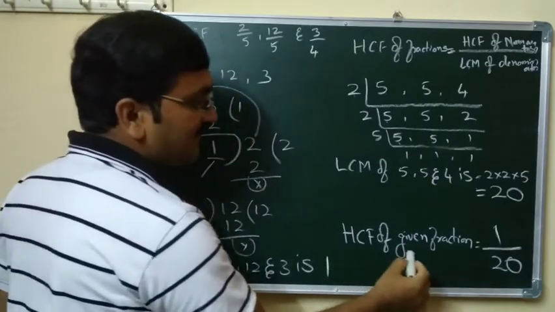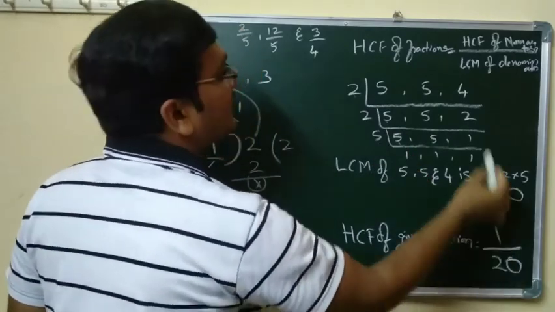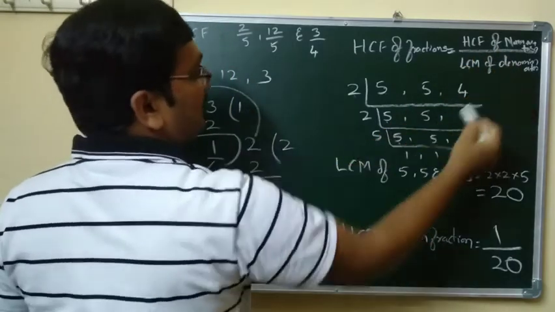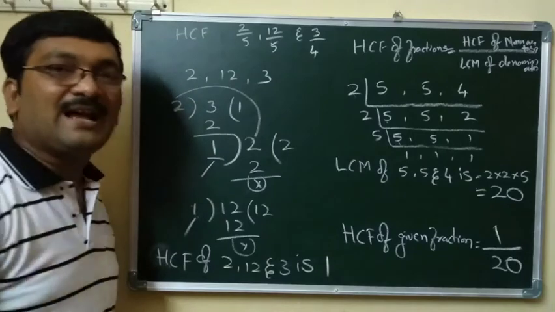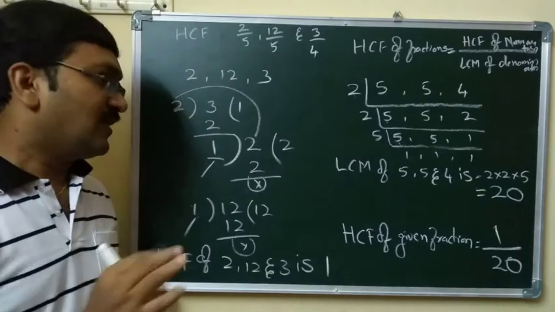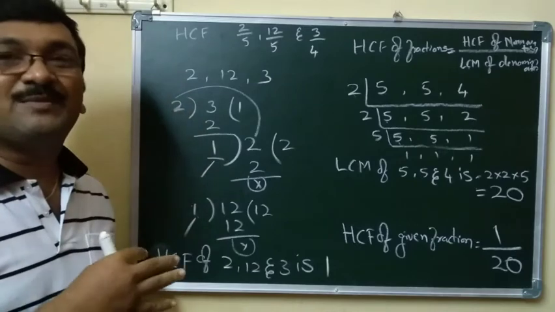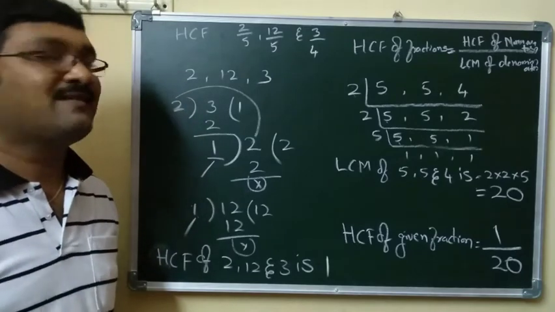So now the HCF of the given fractions is 1 by 20. See, here the HCF of the numerators is 1 and the LCM of the denominators is 20. So I applied it. Now I think you got an idea. So you take one number, similar numbers, and you do it. Otherwise I will give it on the board.